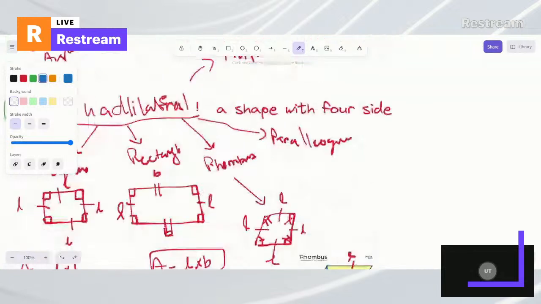Now, who's going to tell me about parallelogram? So what does it mean when I say it's a parallelogram? All right, I'm waiting, guys. Hurry up.